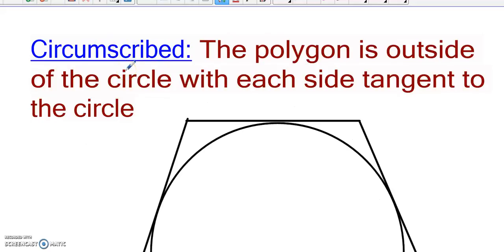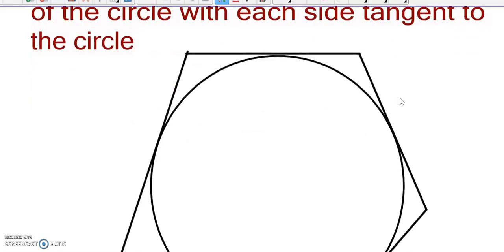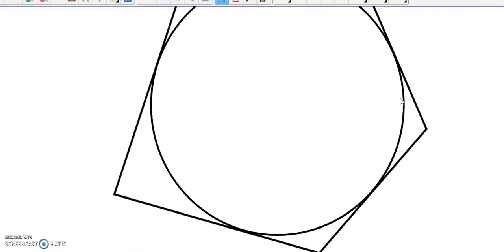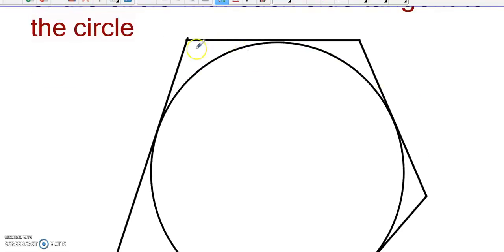Circumscribing, you see circum, you think about going around something. So circumscribed is the polygon that's on the outside of the circle with each side tangent. So in this case, the circle is inside, the polygon is around it.